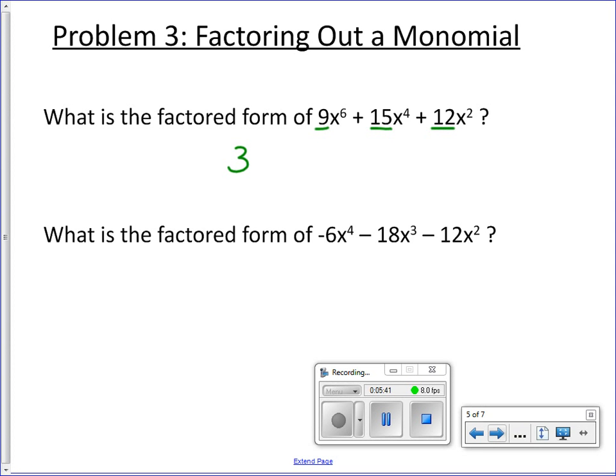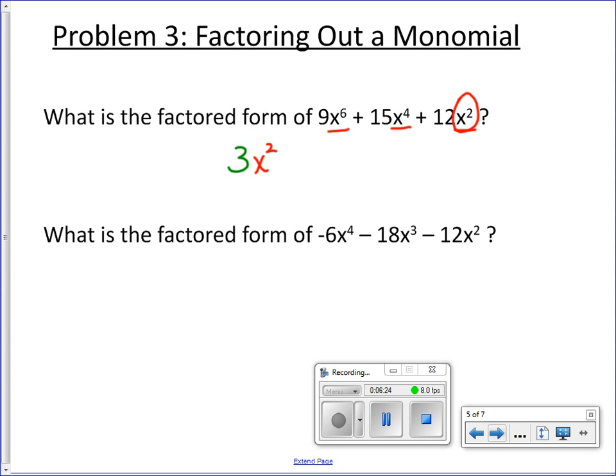Now, let's look at our x terms. We have x to the 6th, x to the 4th, and x squared. What is the most number of x's that we could factor out of all three terms? A hint here is that it's always going to be the term with the lowest exponent. We can take an x squared out of 12x squared, and also out of the 15x to the 4th and the 9x to the 6th. So I'm going to bring down my x squared, and that would be my greatest common factor.